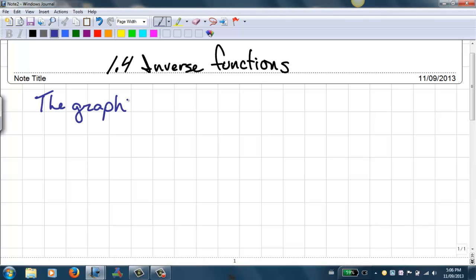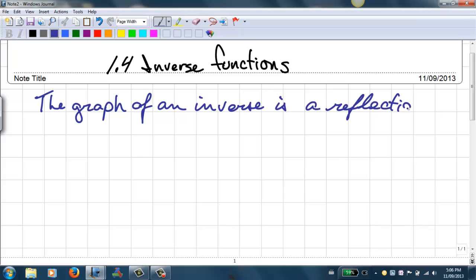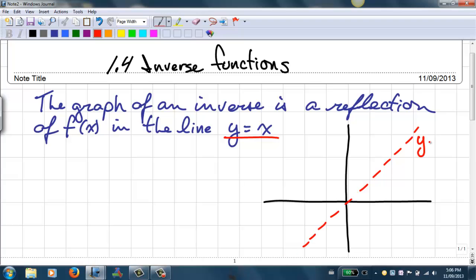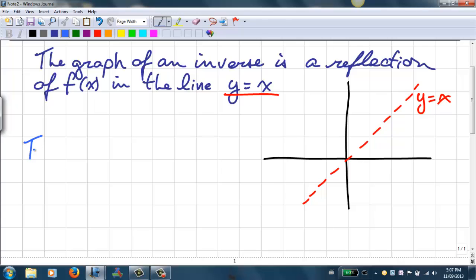Alright, welcome back grade 12s, and let's take a look at section 1.4 today, looking at inverse functions. So the graph of an inverse function is a reflection of whatever function you're working with in the line y equals x. Now the line y equals x is created when the y coordinate and the x coordinate are the same. So it passes through (1, 1), (2, 2), and (3, 3), etc. It's a diagonal line.